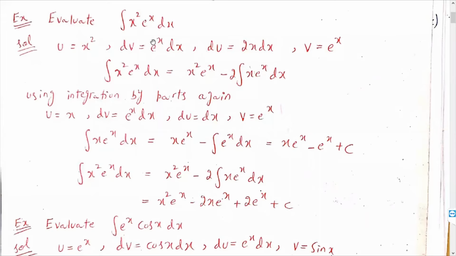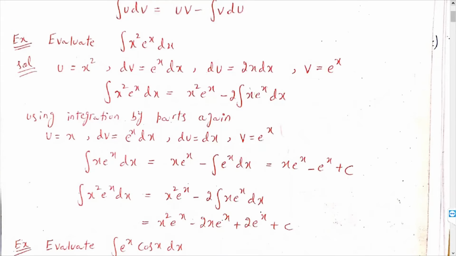Now let's discuss some more examples of integration by parts. Here, once again, we can see that this integrand is the product of two functions. One is x square, the other one is e raised to the power x. Now, let u equal x square. The remaining function will come under dv. So the remaining function is e raised to the power x dx.